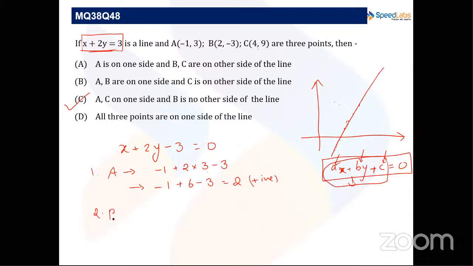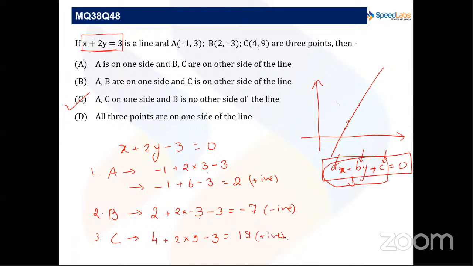Now for point B, that is 2 plus 2 into minus 3 minus 3. This value will be minus 7, it will be negative. And thirdly, for point C, the value will be 4 plus 2 into 9 minus 3, that is 4 plus 18 minus 3, which is 19, and this value is positive.